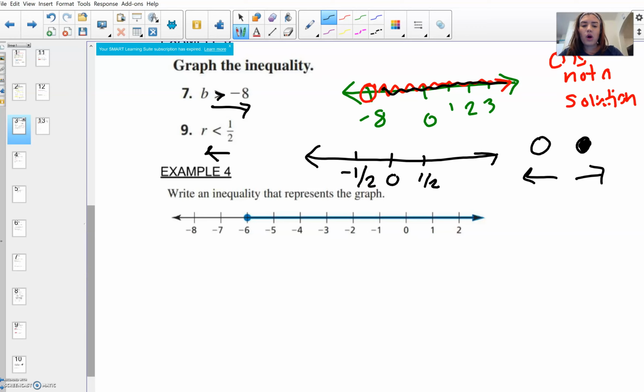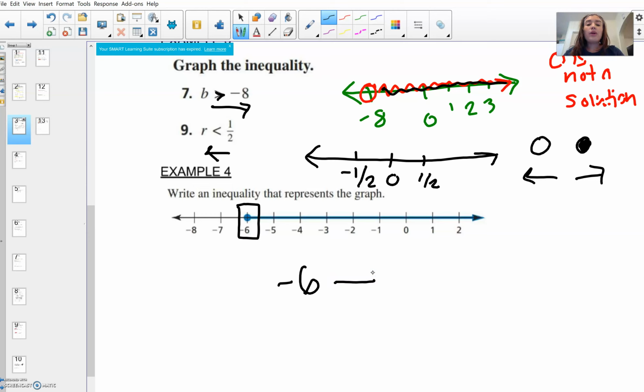Example 4, write an inequality that represents the graph. So this is just the reverse of what we did above for example 3. What I'm going to do is find that number that is plotted. So -6, whether it's an open circle or a closed circle, that -6 is what we need to have. Now we're going to look at this circle. Is it closed or is it open? We know this is closed. This is filled in, so it is including -6. So we know that it is at least, or it is equal to -6.